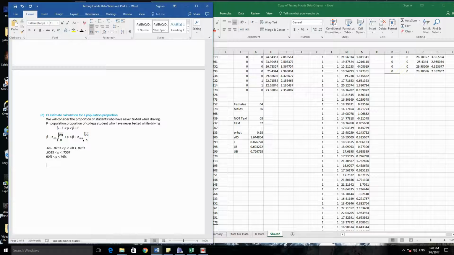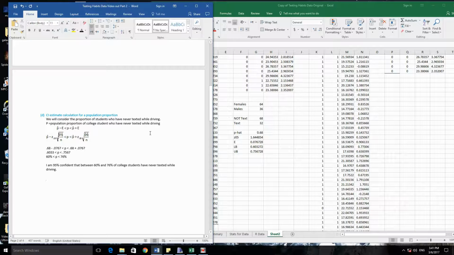So I need an interpretive statement here. So I am 95% confident that between 60% and 76% of college students have never texted while driving. And so that would be the interpretive statement there.